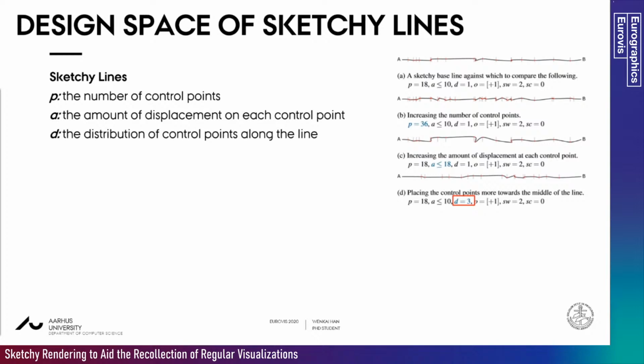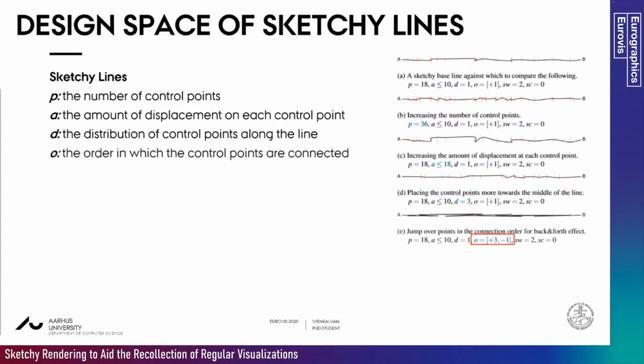D stands for the distribution of control points along the line. Here we use the base distribution, where when D equals 1, it yields a uniform distribution, and when D is higher or equal to 2, it yields a probability distribution skewed towards the center of the line. And when D equals a negative number, we compute the inverse of the base distribution to generate a skew towards the endpoint of the line.